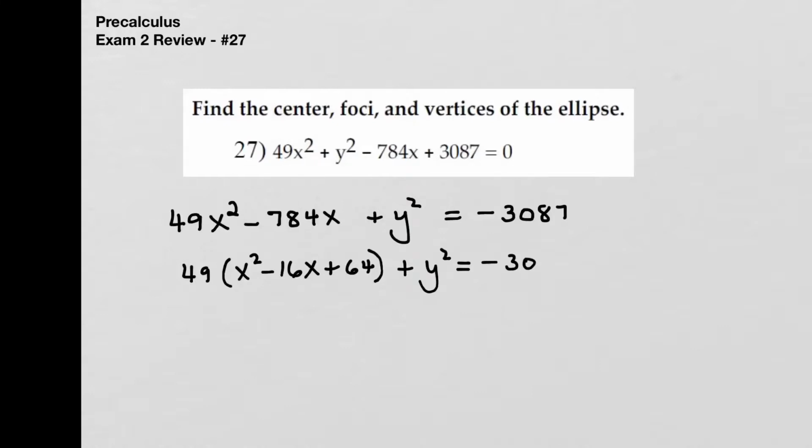equals negative 3087. But this equation is not the same as the previous equation because I just added something to the left-hand side. I have to balance the right-hand side with the same amount. So I don't add 64 over to the right side. That's what people will usually think. But what we actually have is 49 times 64. So I have to multiply those, and that's what I added to the left side, and then I add that on to the right side.